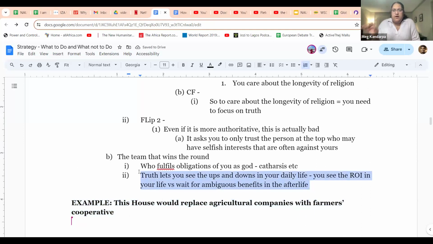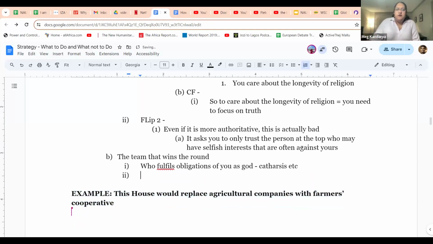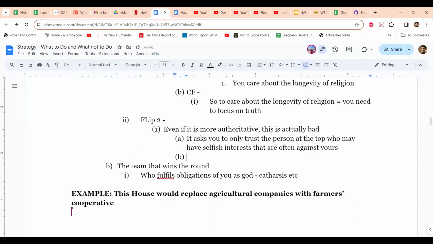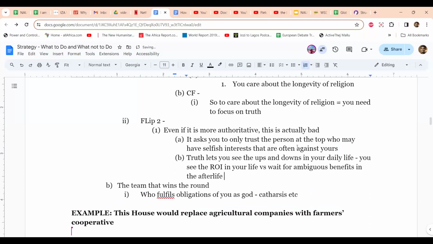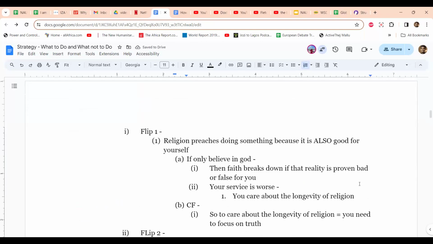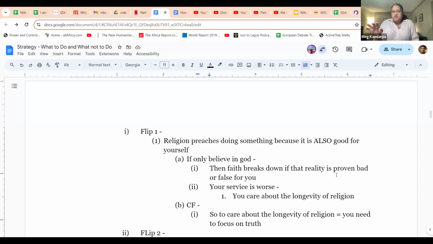Before I keep going, I see a question. Go for it. Hi, sorry, can you scroll up a little bit? I think it was, oh yeah. Could you explain the faith breaks down part again? Sorry, we didn't quite catch it. Sure. Pranav, do you want to take a stab at it? Yeah, sure, I'm happy to.